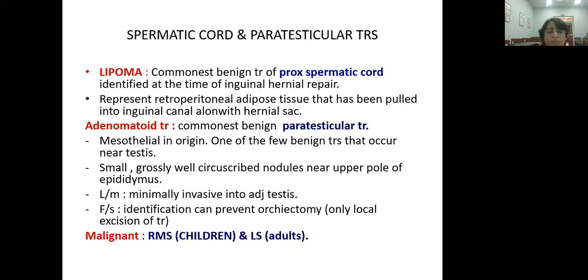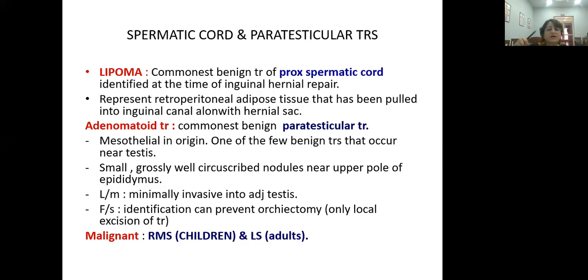Malignant testicular, malignant spermatic cord and paratesticular tumors. Remember that these are not testicular tumors in the true sense. These are paratesticular, the tumors which arise outside the region of the testes.